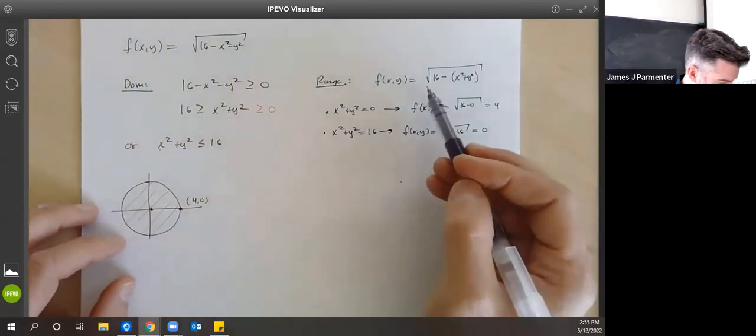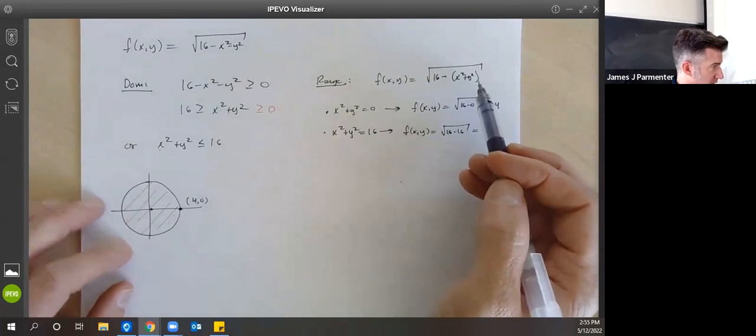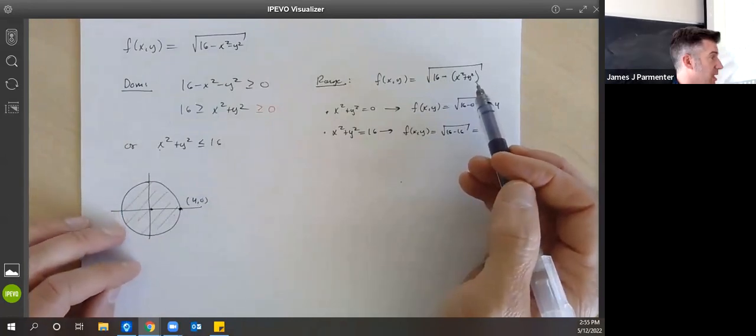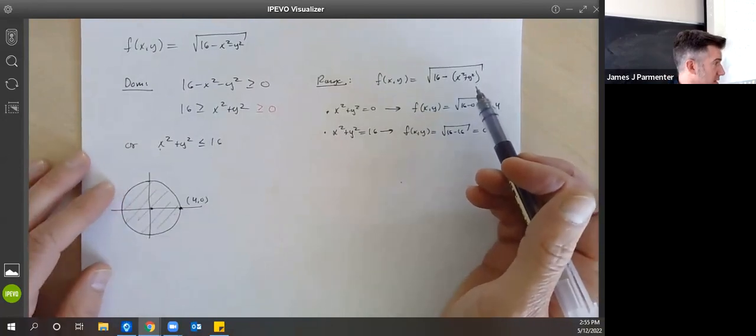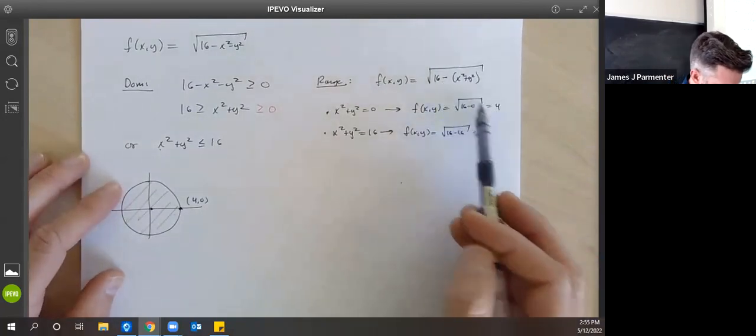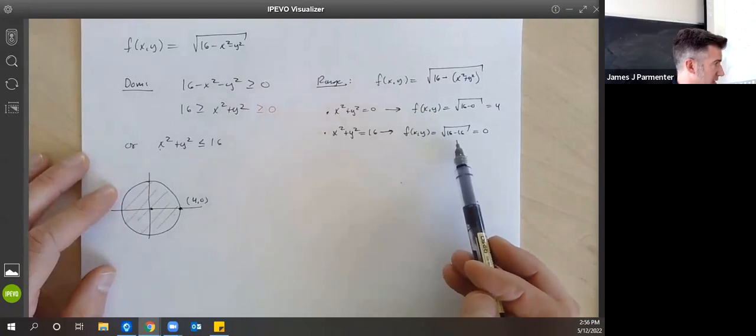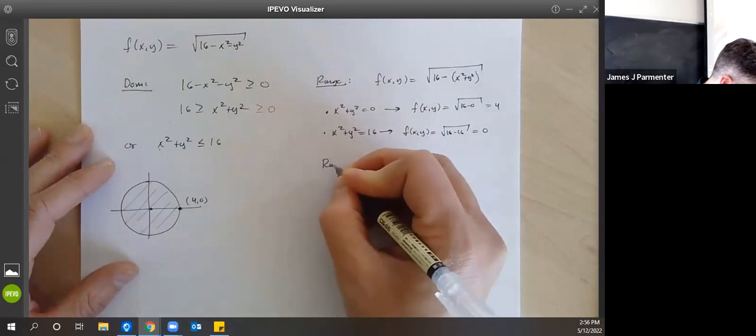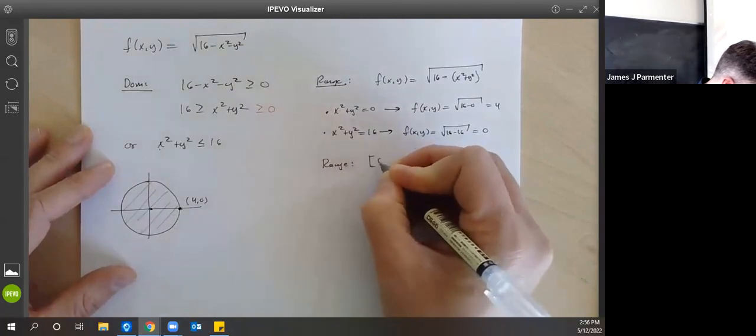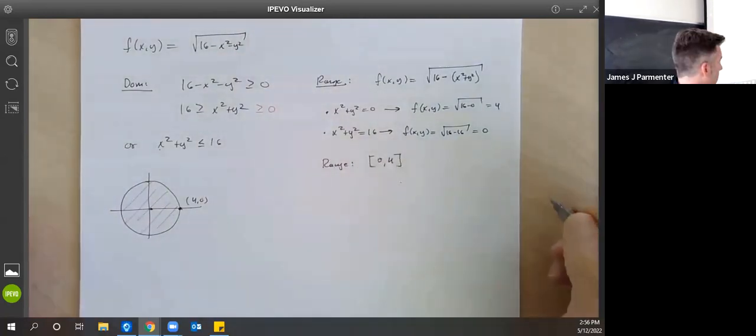Right? There's no way to make 16 minus some stuff bigger than 16. I should say, there's no way to make 16 minus some stuff that's for sure positive bigger than 16. And there's no way to make the insides any smaller than 0, because 0 is the smallest it's allowed to be. So pretty confident here that the range is everything between and inclusive of 0 and 4.